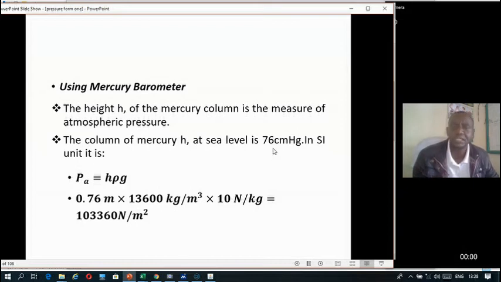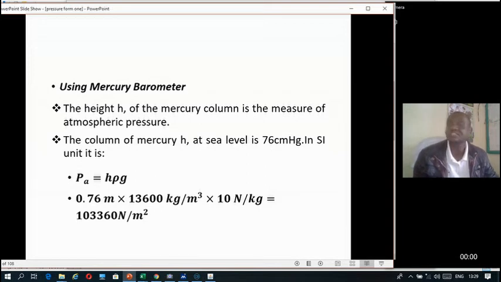To convert to pascals, just convert 760 millimeters to meters, multiply by the density of mercury, then by g. When they are giving it in terms of centimeter mercury or millimeter mercury, they must specify which liquid they are saying. So you will never see somebody saying that the pressure is 760 millimeter.